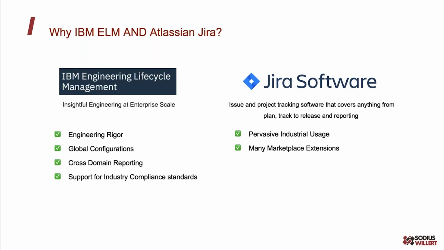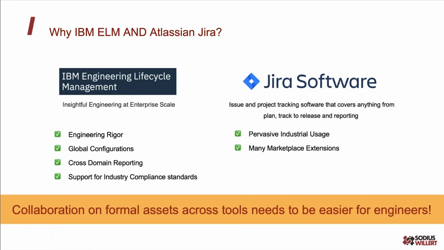What we get from the IBM ELM suite is engineering rigor, configuration management, cross-domain reporting, and some great things about compliance and industry standards. But we also have things like Jira software that are commonplace in the marketplace. Almost every organization has Jira deployed somewhere. And there's a lot of marketplace extensions, ours included, that add value to the Jira software platform. So what we're talking about is how do we bridge that formal rigor that we have in the IBM ELM suite with the tools that we know a large selection of our engineers use on a daily basis, like Jira. And that's what we're trying to do.